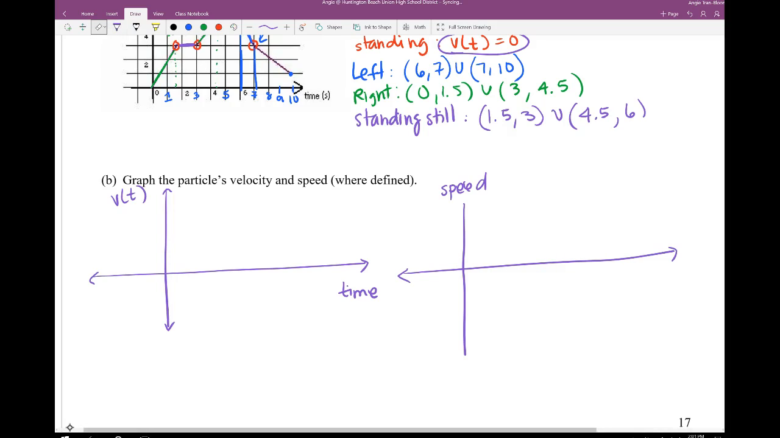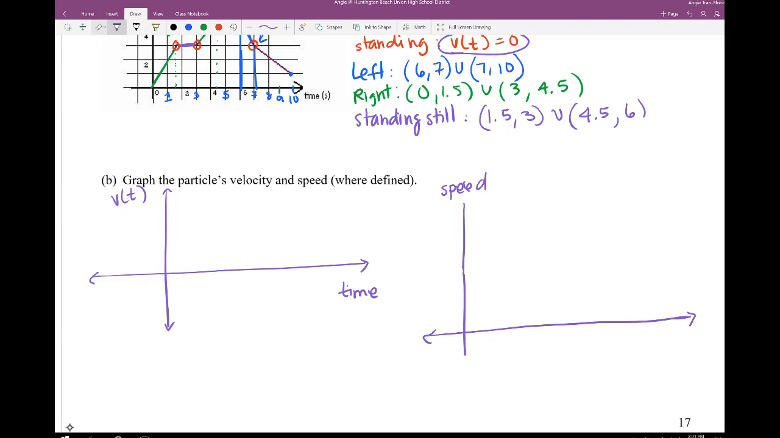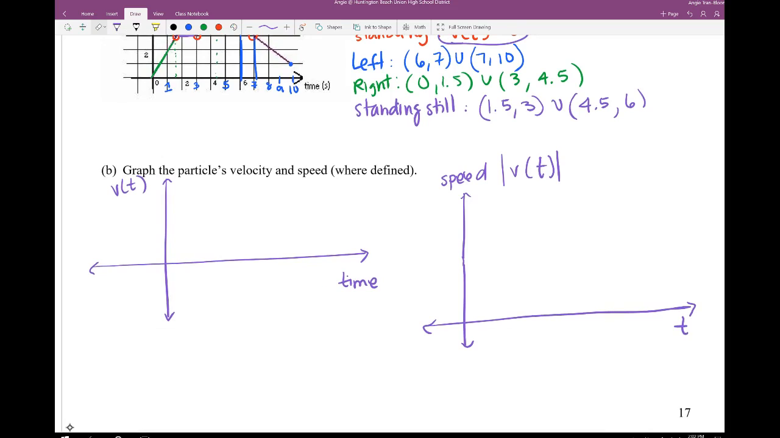I'm going to change this to make it lower. What's the difference between velocity and speed? The speed is an absolute value of velocity, so it's only positive. That's why I'm making this slightly bigger on the y-axis, where it's more positive.